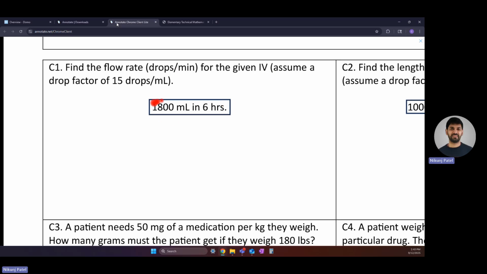And this boxed information right here, that's kind of like what the order is or what the prescription says. 1,800 milliliters needs to be given through IV in 6 hours. So this follows a lot of the same things that we've looked at in the previous examples. There's just a couple of smaller pieces to it.